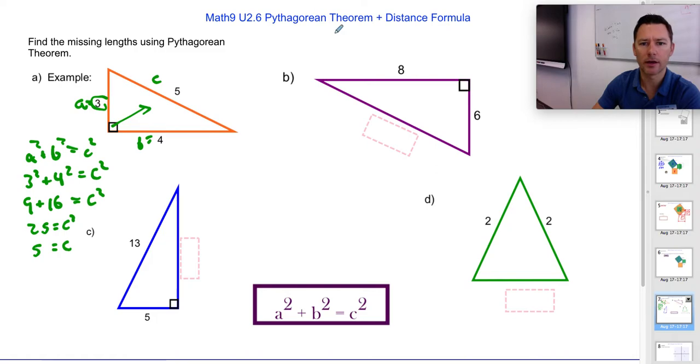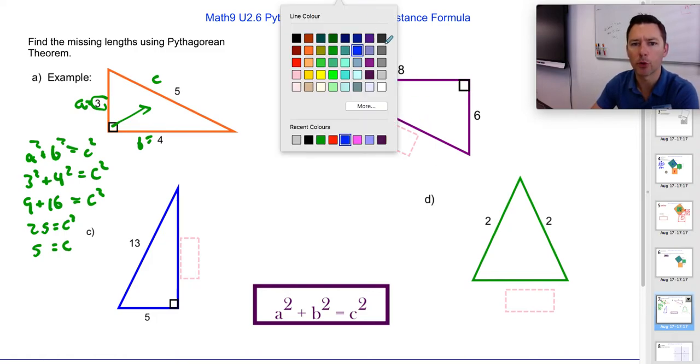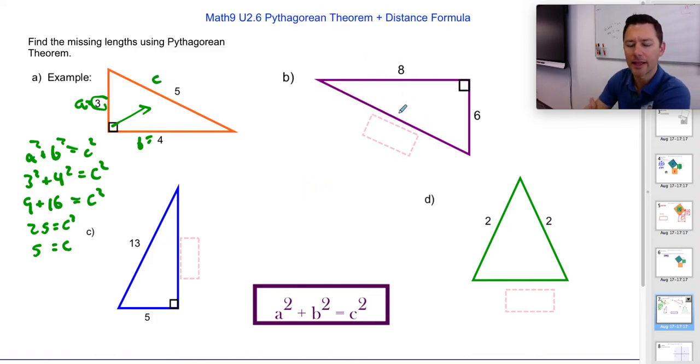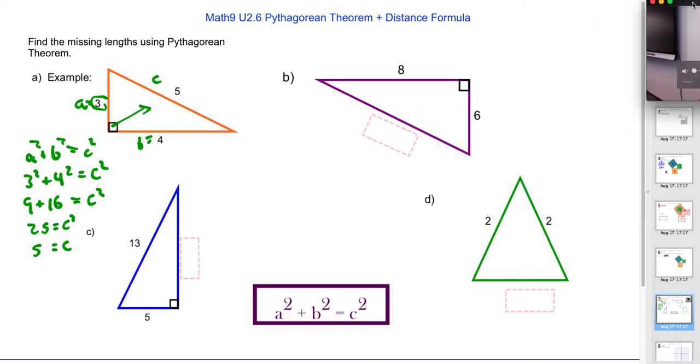Try it again over here. Let's use some purple. Go along with the same side lengths. Let's move me out of the way. So this is 6 squared.